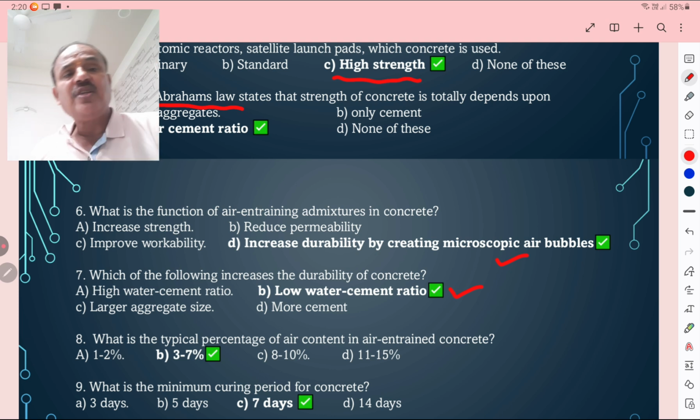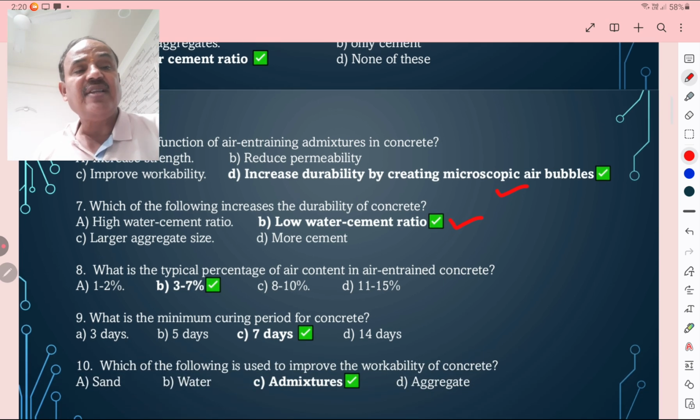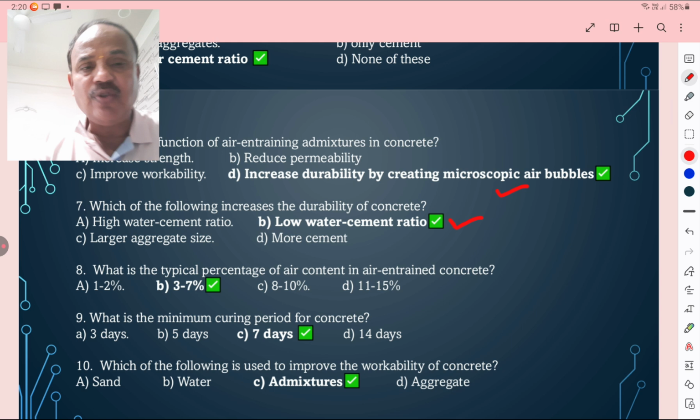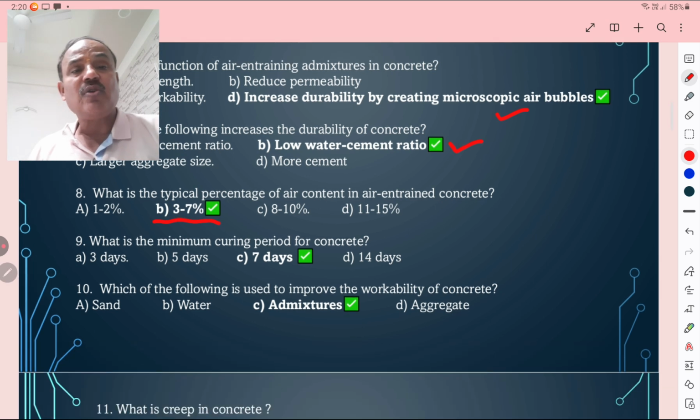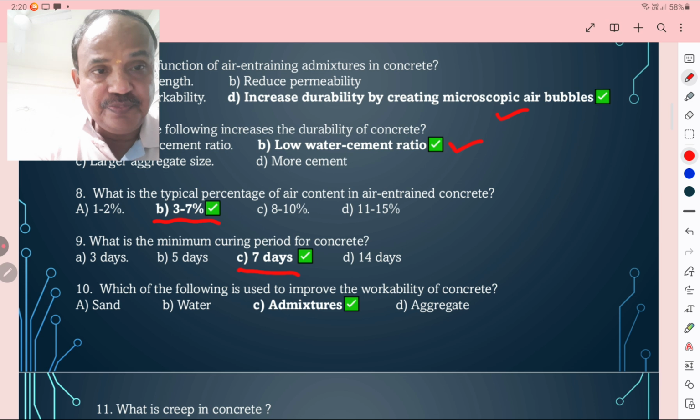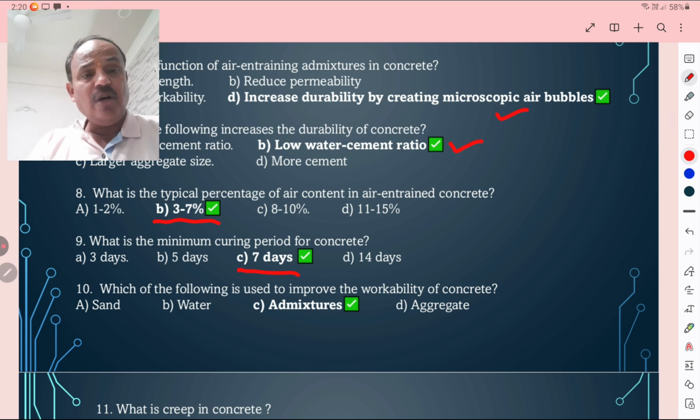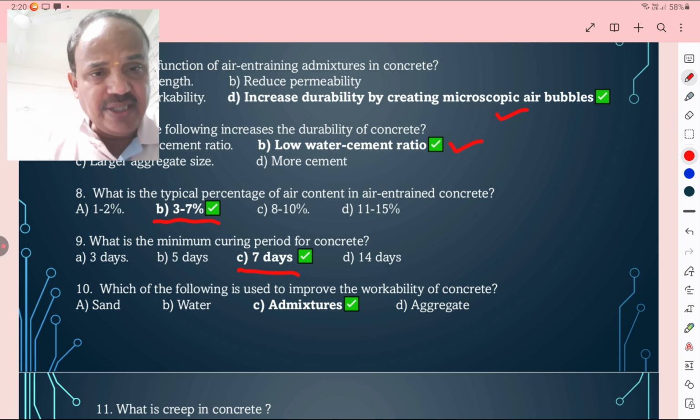Then what is the typical percent of air content in the air entrained concrete? That is 3 to 7%. One must remember this. What is the minimum curing period for concrete? That is 7 days. Which of the following is used to improve the workability of concrete? Water is also used, sand, aggregate, but the correct answer is admixtures.